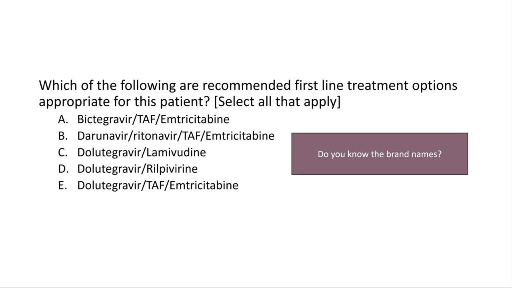Third one's Genvoya? None of these are Genvoya, guys. One of them is Dovato. Okay, which one's Dovato? C. Yeah. Jaluka. Jaluka's taf sparing. Yeah, it's D. Jaluka's D. Someone said it, I think. E. Isn't it a combo?